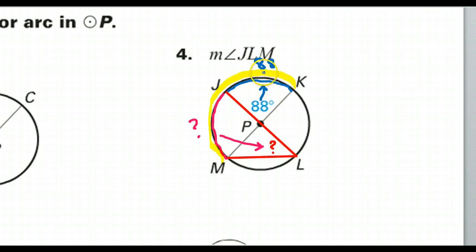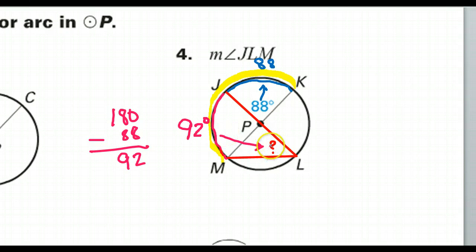So if that's 88 degrees, I can find the other part of the semicircle by subtracting from 180. So I should be able to find this one by doing 180 minus 88. Okay, so I think that's going to be 92. So if this arc is 92 degrees, the pink arc, then I should be able to find the angle by taking half of that. So that is going to be 46 degrees, and that is what we were supposed to find.